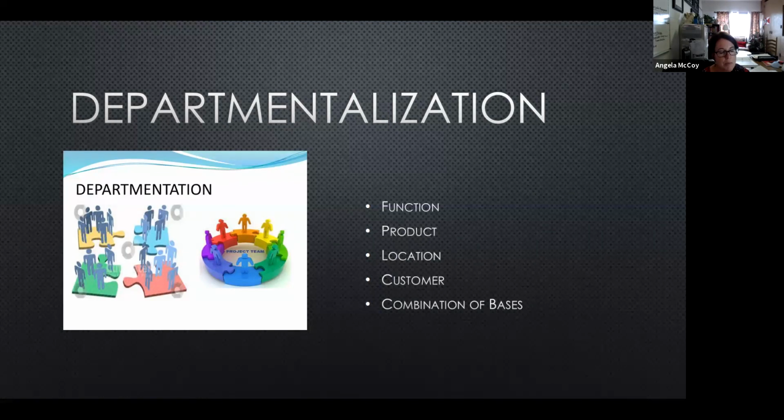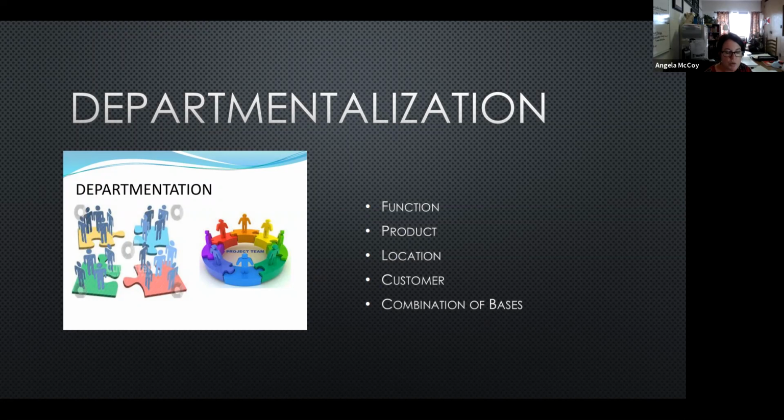If you departmentalize by product, you're grouping all the activities related to a good or a service. This approach is often used by older and larger firms that produce and sell a variety of different products. By location, you group all activities according to a defined geographical area in which they are performed. And then you can also divide by customer, where you group all activities according to the needs of your various customer populations, or you can use a combination, which is called the combination of bases. Many organizations use a combination of departmentalization bases, and this is shown in figure 7.2 in your book.